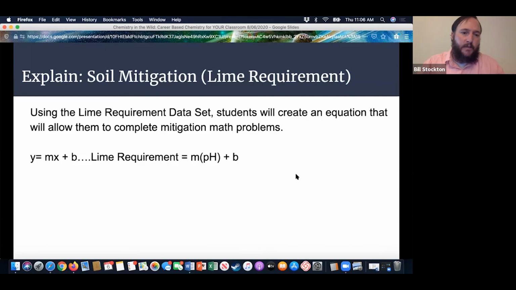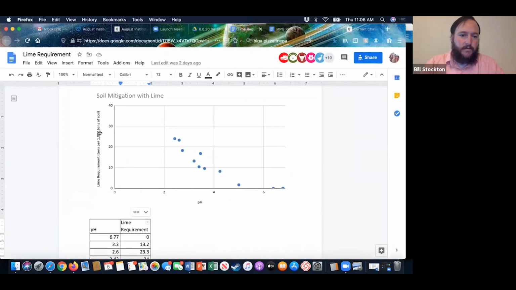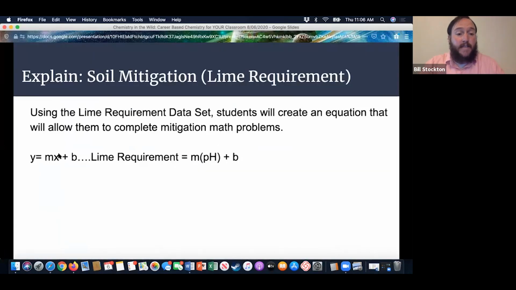The big thing that you want to emphasize with your students is that there are going to be units to some of these numbers, because then they can cancel when you're doing calculations later. As I mentioned on the page, your y-axis is representing lime requirement. And if we look back at the data table or the graph, the lime requirement is calculated in tons. So it's that many tons of lime per 1,000 tons of soil. And then the x-axis is your pH.